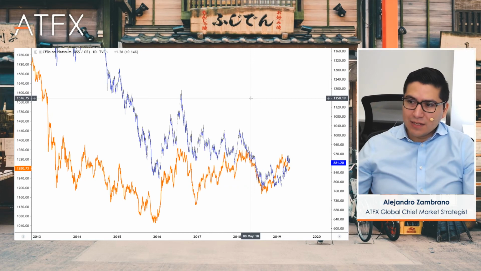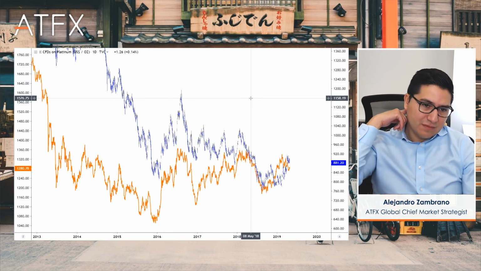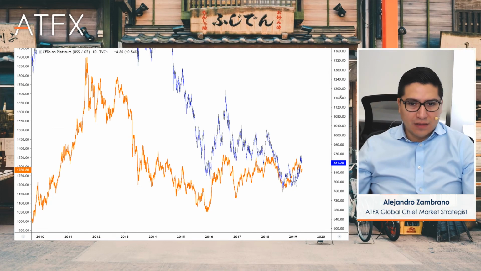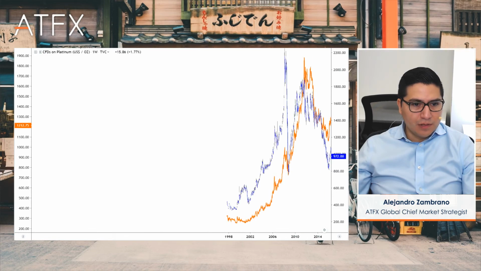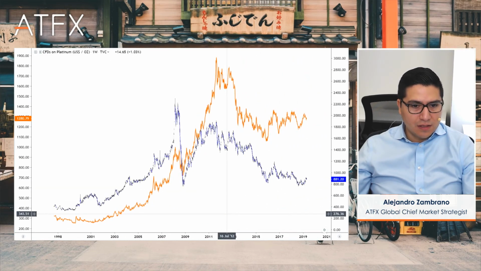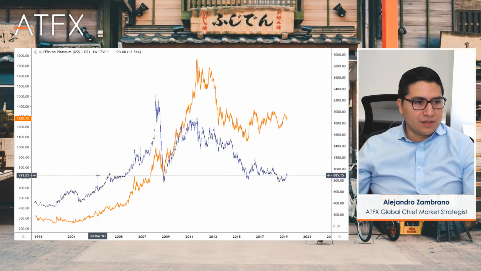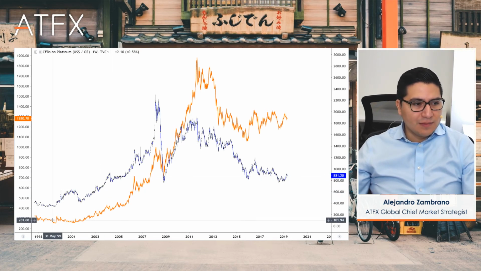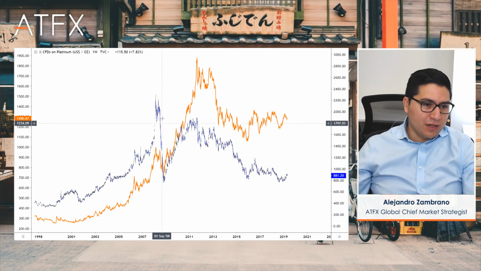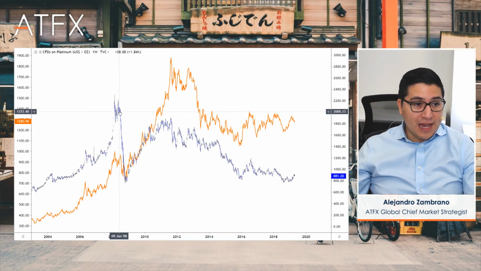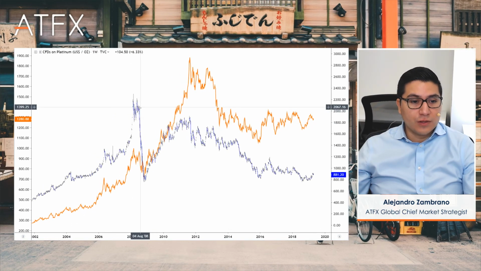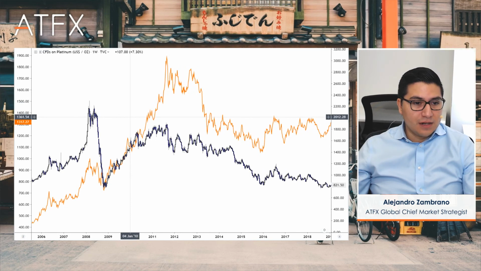Are you sure you mean platinum? I think it's palladium that is rallying significantly. That could act like some sort of a substitution effect. But this is platinum versus gold, and gold is the orange line, and platinum is the blue line. And obviously they're highly correlated, as you can see, but sometimes there's big divergence. And I think it has to do again with the usage, what they're used for, rather than anything else.